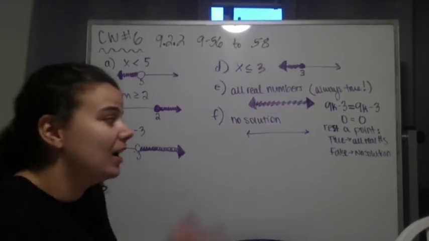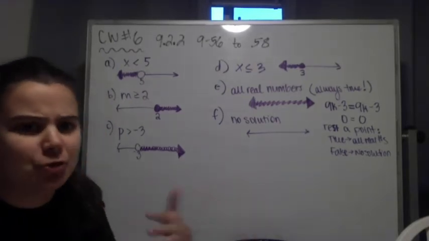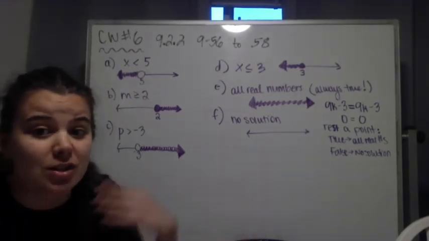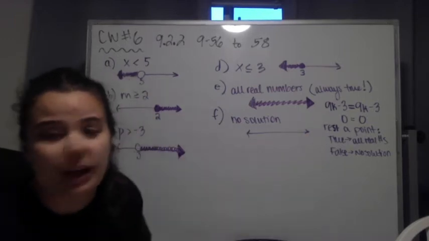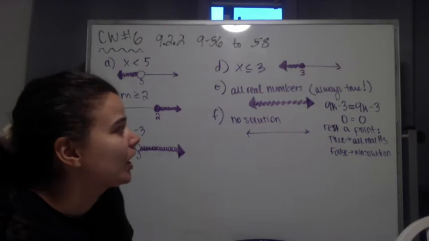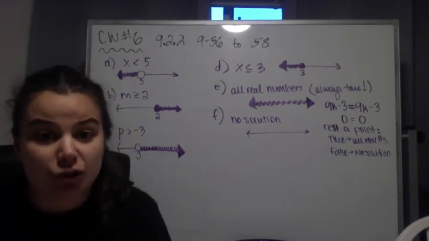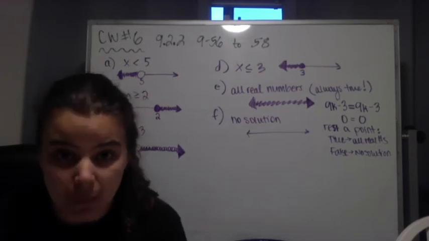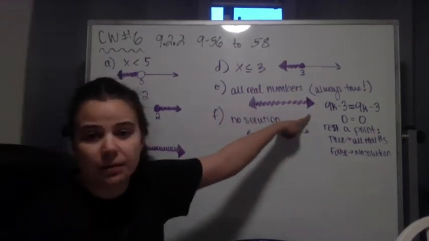test a point, except this time, instead of telling you which side of a boundary it's on, it's going to tell you whether it's all real numbers or no solution. So if you can test any point, you can plug in like 10 or whatever, and you will get that it is a true statement. The two sides are equal, and so that means that any real number is going to work.